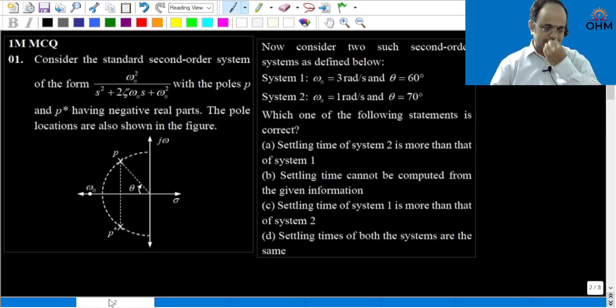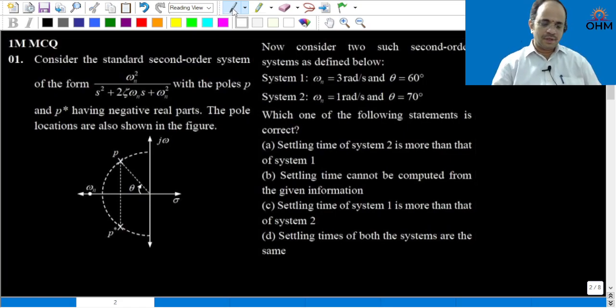Now first question, consider the standard second order system of the form omega n square divided by s square plus 2 zeta omega n s plus omega n square with the poles p and p star having negative real parts, that is shown in the figure. The pole locations are given here. Now what is the question? Now consider two such second order systems defined below.